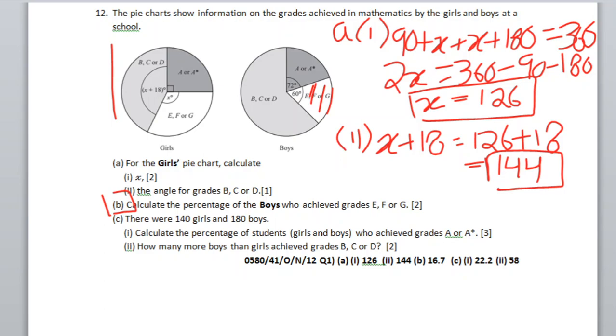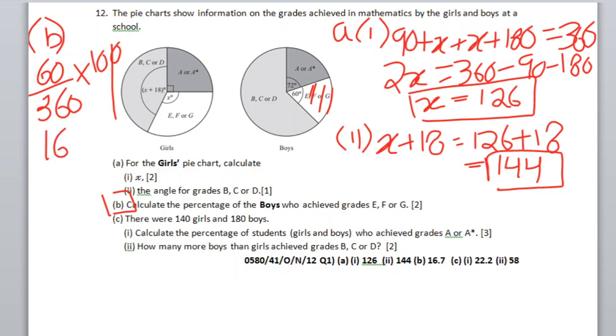We don't know the total number of boys yet, and we don't know the number of boys represented by this 60 degree sector. But we have the angle of this sector, which is 60, and the angle for the whole circle, which is 360 degrees. So to find the percentage, you don't need the actual values if you have the angles. So 60 over 360 times 100 gives you 16.6666, and rounding that off, 16.7%.